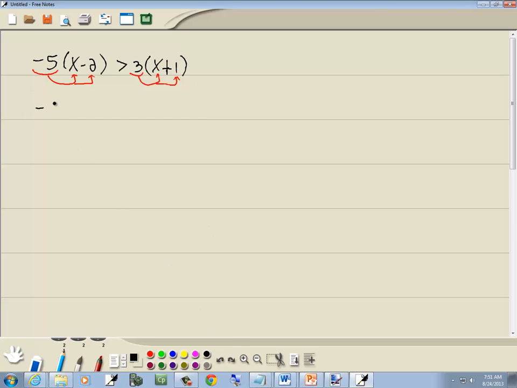Negative 5 times x is negative 5x. Negative 5 times negative 2 gives us a positive 10. It's greater than 3 times x is 3x. 3 times 1 is 3.